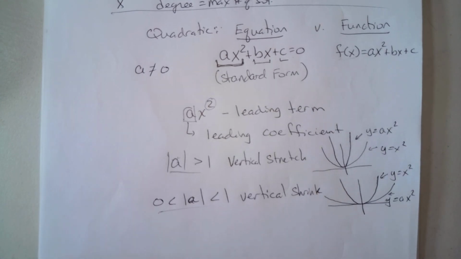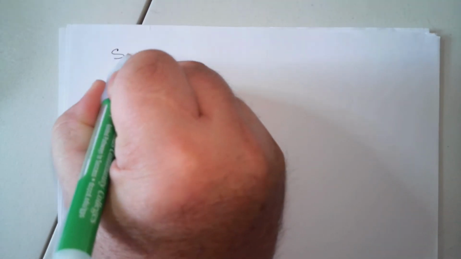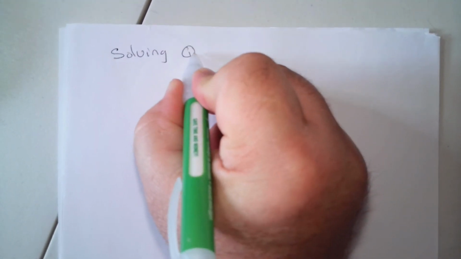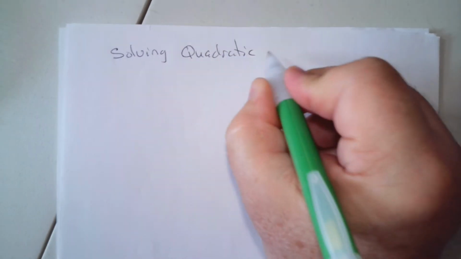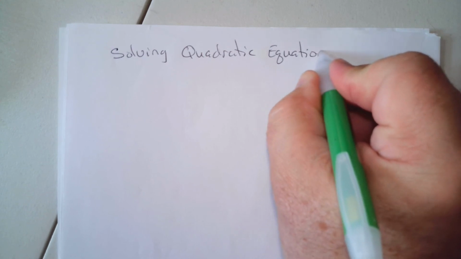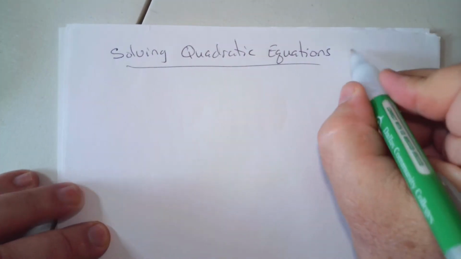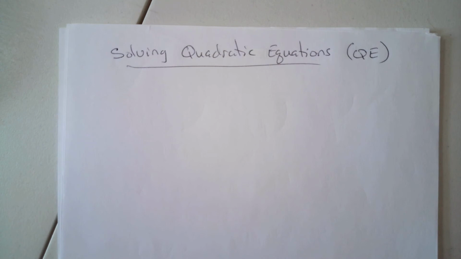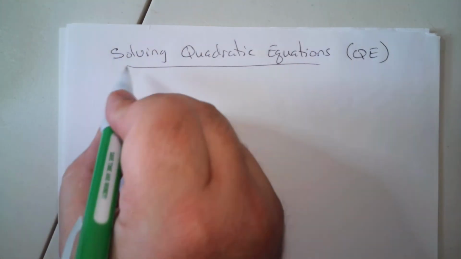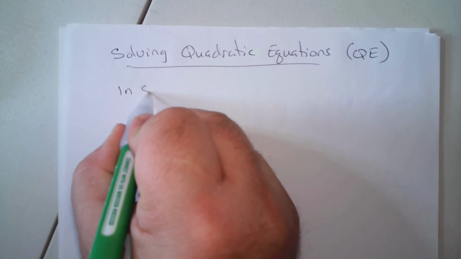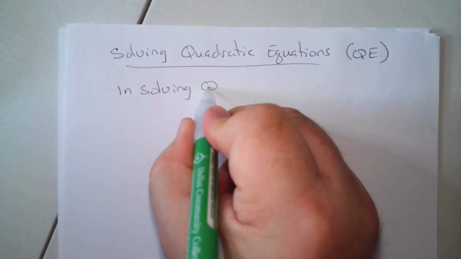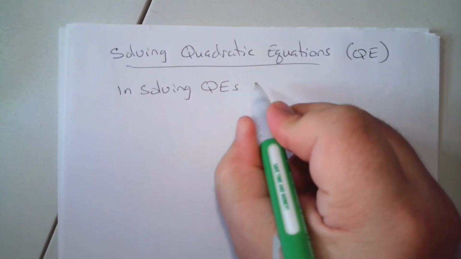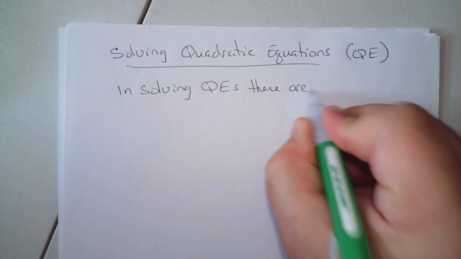Alright. So far, so good. We discussed that enough. Let's look at solving quadratic equations. For simplicity, from now on, instead of writing quadratic equations, I'm simply going to put QE, because it takes way too long. In solving QEs, there are three types.